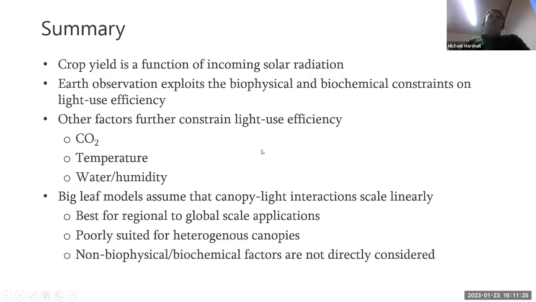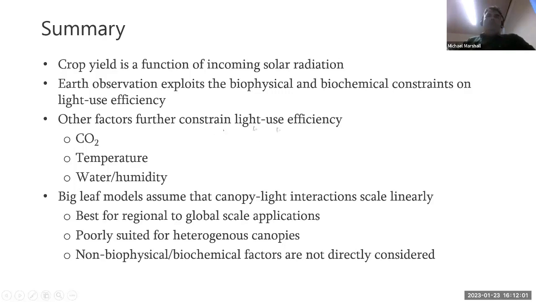Crop yield is a function of incoming solar radiation. This is based on Monteith, 1977. So that's the main assumption of the model. If there's more light available for photosynthesis, there will be higher biomass accumulation and ultimately yield. And the reason why this works with Earth observations is that that's exactly what it's detecting: basically the interaction of light from the sun with the canopy, or emissions if you're talking about SAR.